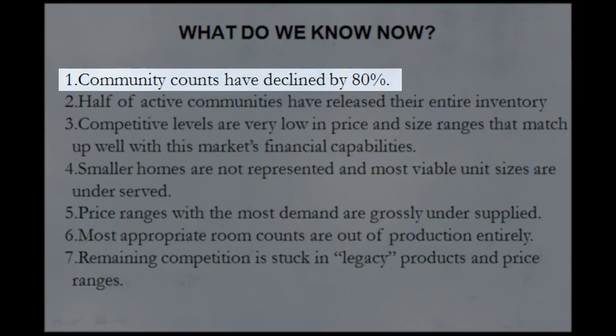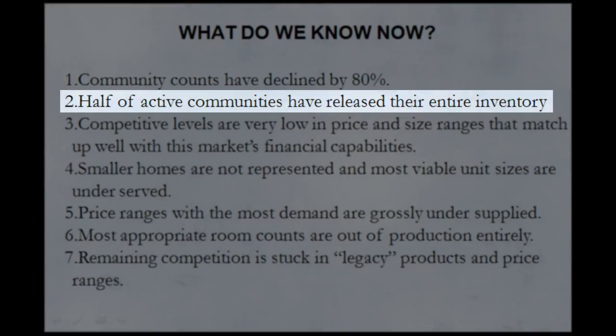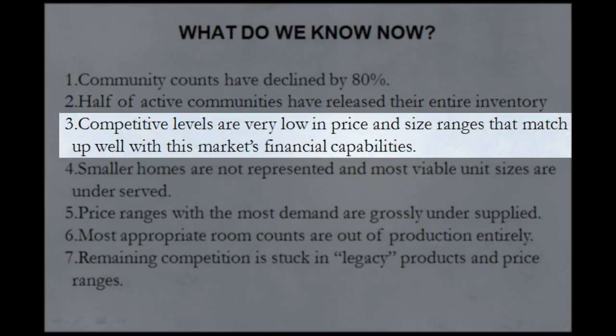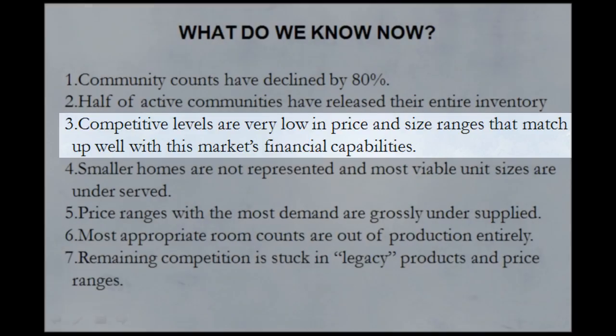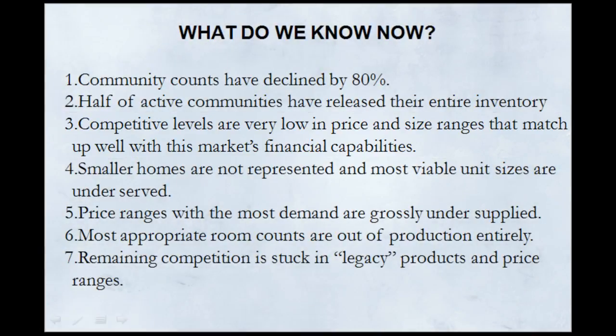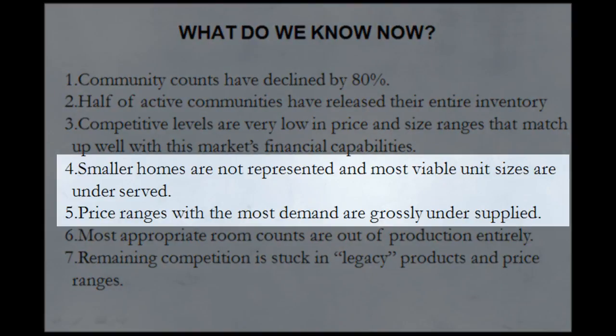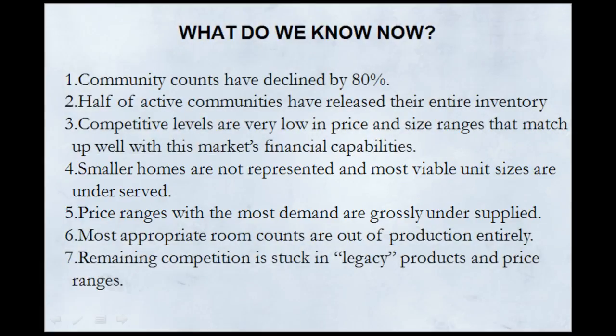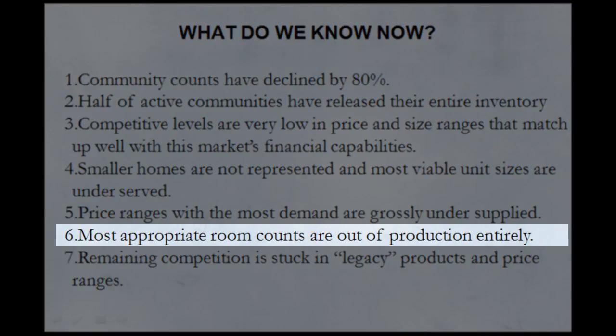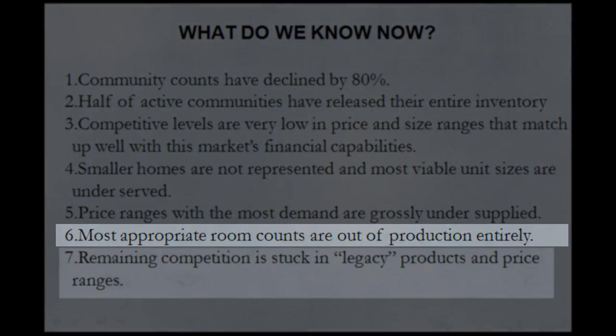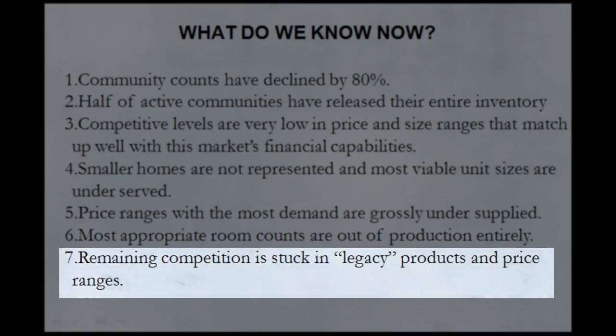Community counts are way down, and most of the communities have released their inventory. Competitive levels are very low, and they're extremely low in the size ranges that match up with this market's capabilities. It's not just the super small homes that are underrepresented, but almost all of the size and price ranges which we might correlate with under 2,500 square feet or under $250,000 don't have any supply here. The best room counts in the region are completely out of production in this market area, and what we've got is legacy product and price ranges.